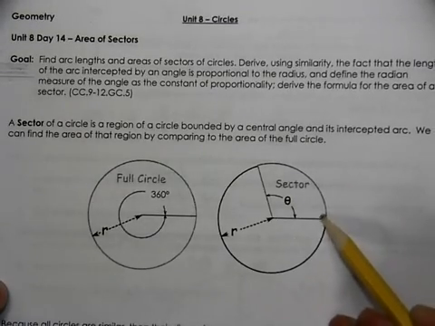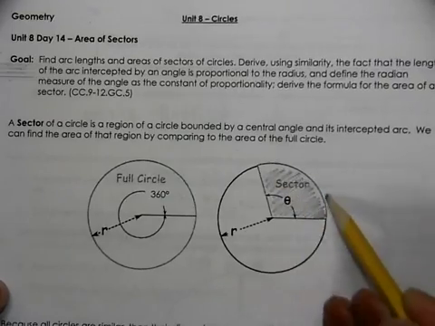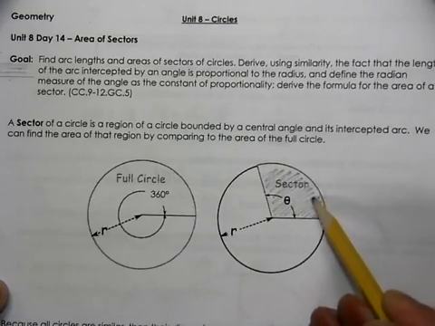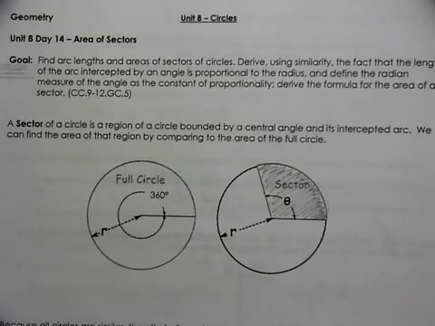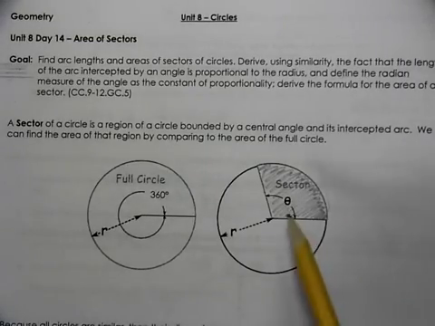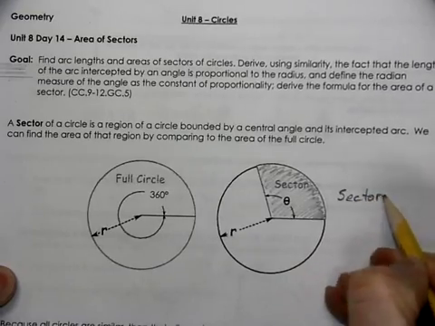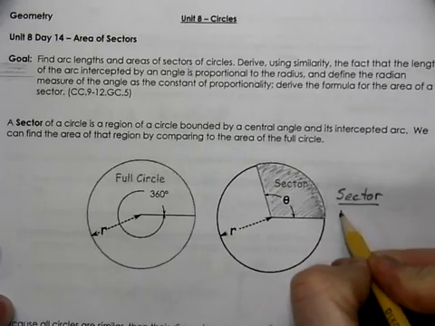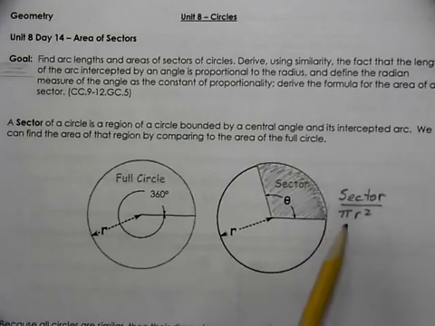A sector is the area that is bounded by the arc and the central angle. We're talking about the area of the circle in that region. That's a sector. So to calculate the area of the sector is the portion. Pi r squared is the whole portion of that same type. So pi r squared is the area of the circle.